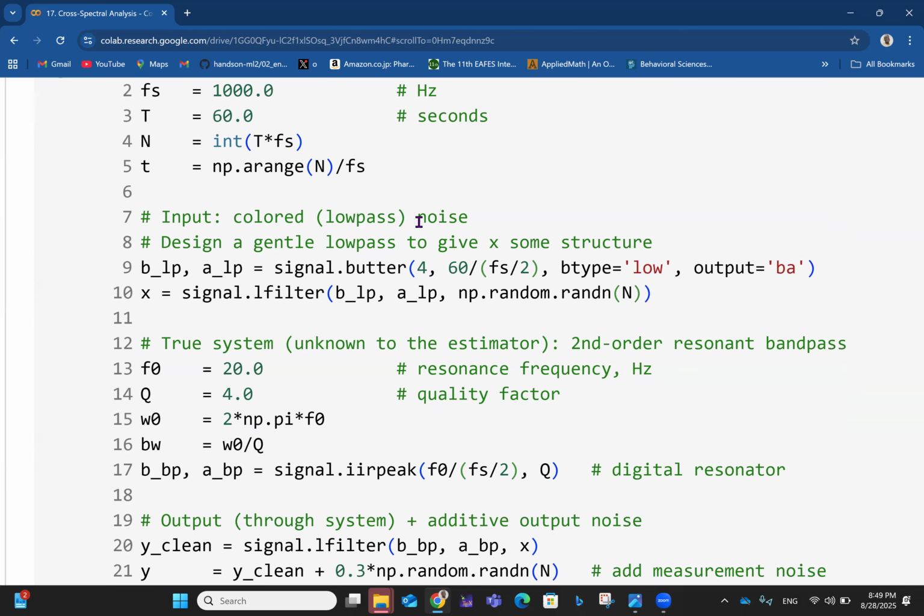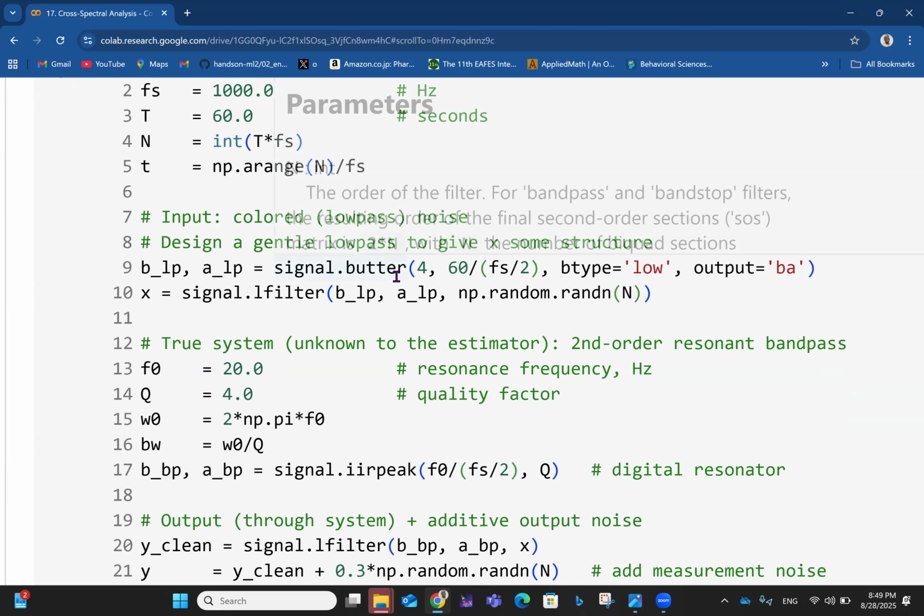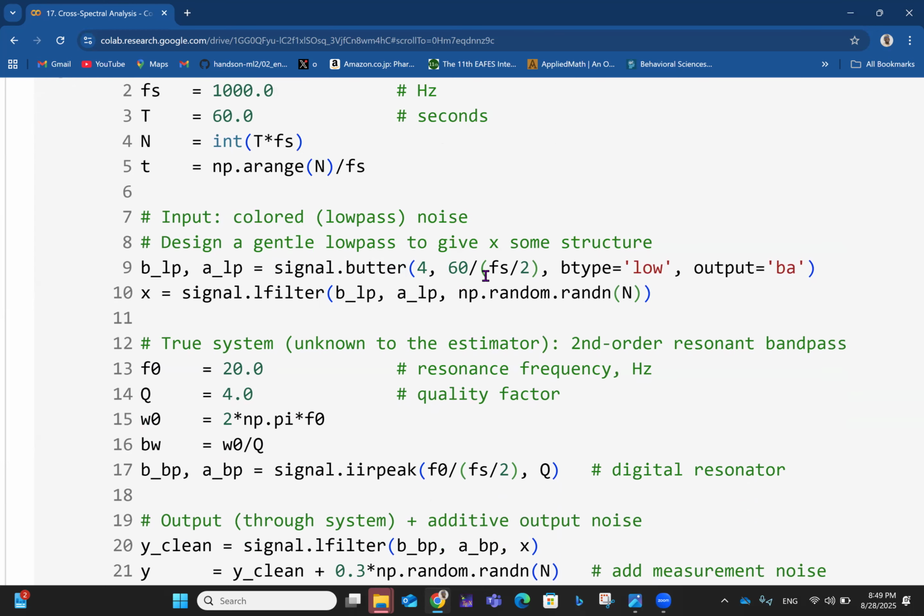Then we generate colored low-pass noise. We design a gentle low pass to give X some structure. So we have B_LP, A_LP from signal.butter with order 4 and so on. Then X is signal.filter with B_LP, A_LP and all of that.